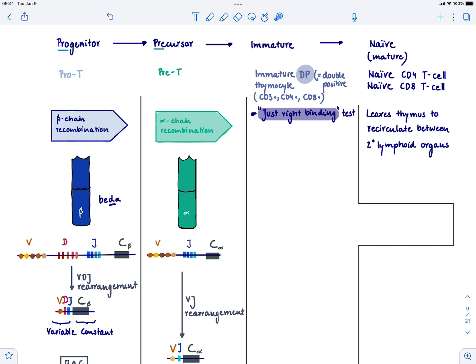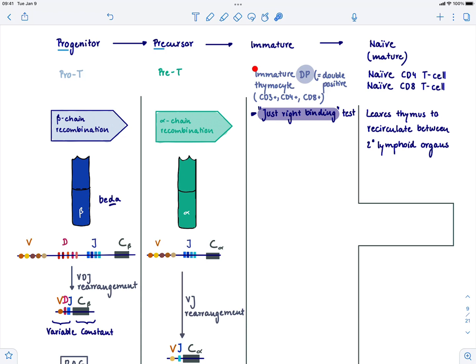And so the first really big test it has to pass is what we can call the just right binding test. And at that point, we're talking about an immature double positive thymocyte. So that means, obviously, we are not yet there. We don't have a T cell, so we call it thymocyte because it develops in the thymus.